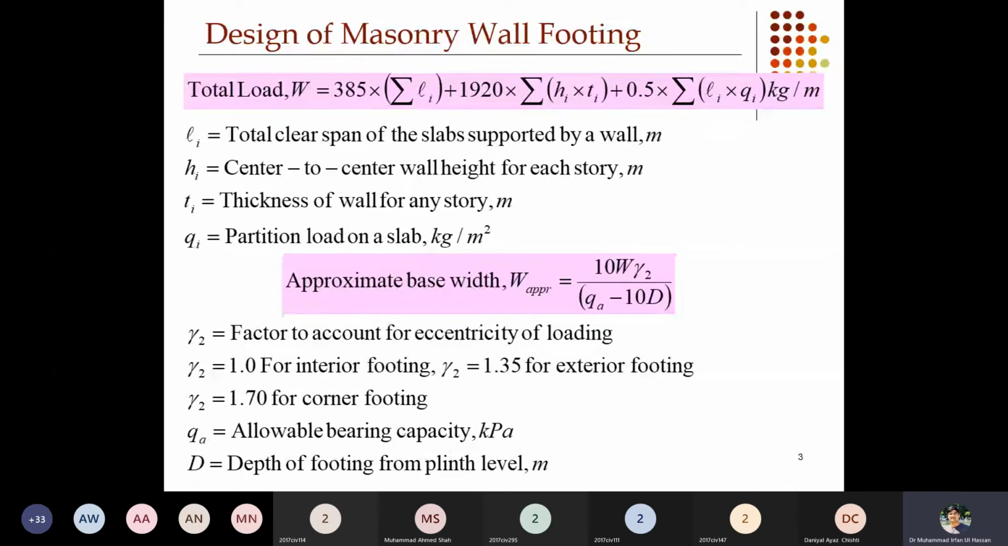We will increase it at 1.7 for the corner footing, we will use 1 for the interior footing, and 1.35 for the exterior footing. So gamma 2 is a factor also. And from this formula, the denominator here is the allowable bearing capacity minus 10 times the depth of the footing from the plinth level.